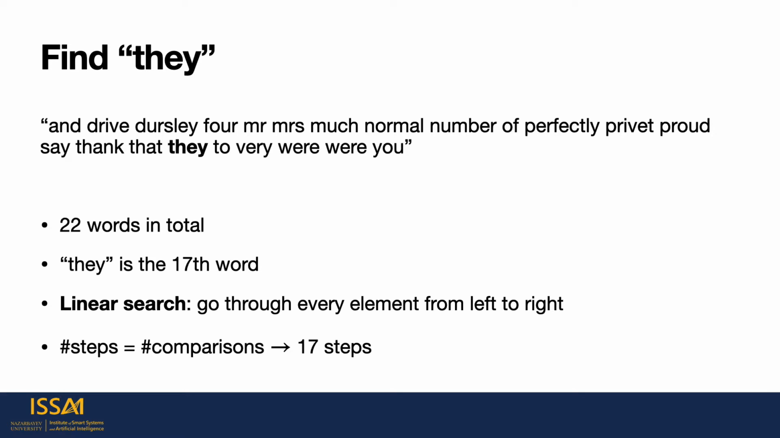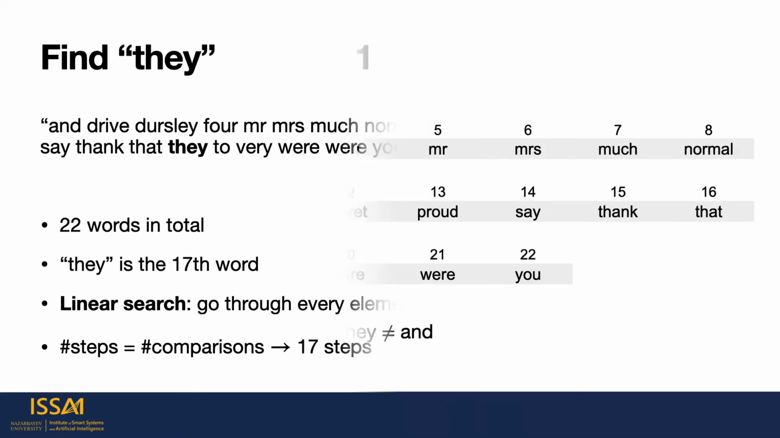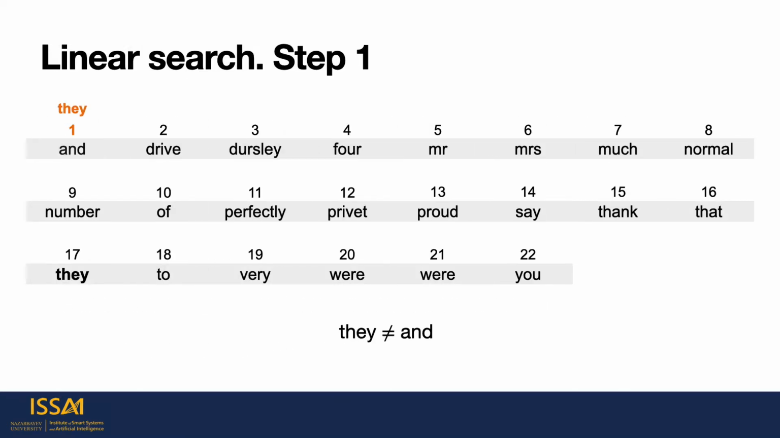Let's start with the simplest approach, where we go through every element from left to right and compare it with our target word. This is called linear or sequential search. Note that every step takes only one comparison, so we finish the task in 17 steps. Let's go through a few iterations of linear search.